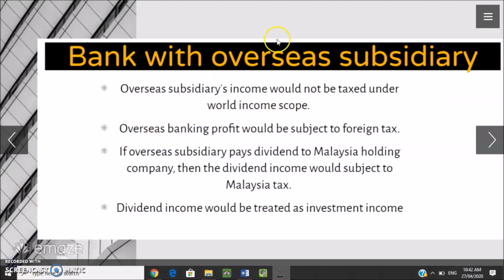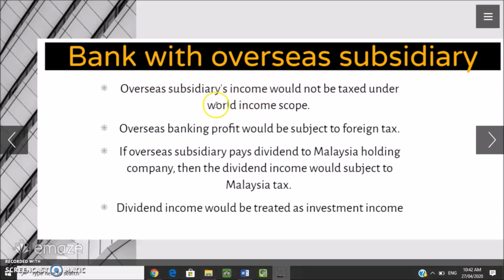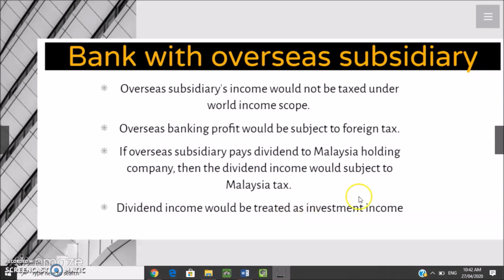Next, the bank with overseas subsidiary. The world income scope does not apply to the overseas subsidiary income. The world income scope I have explained in the previous slide. And the overseas banking profit would be subject to foreign tax. If the overseas subsidiary pays dividend to the Malaysian holding company, then the dividend income would be subject to Malaysian tax, and the dividend income will also be treated as investment income.